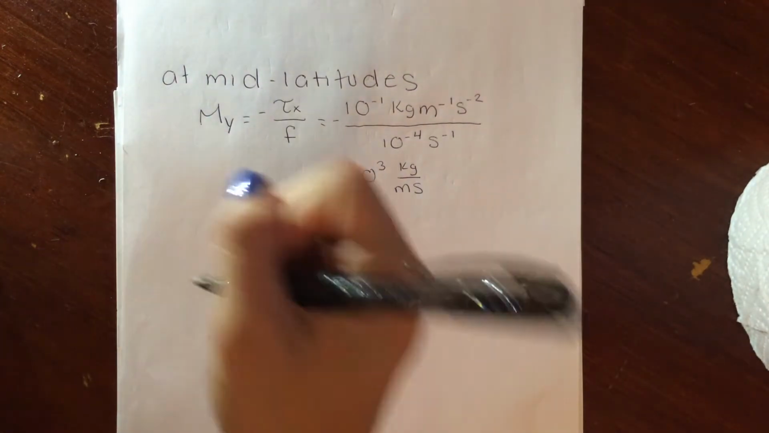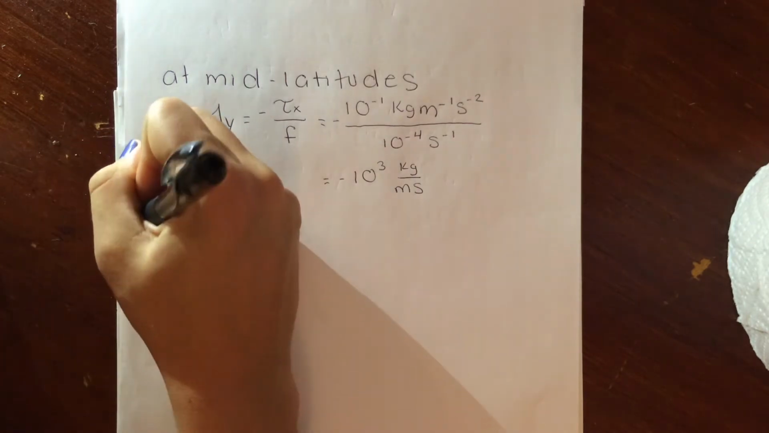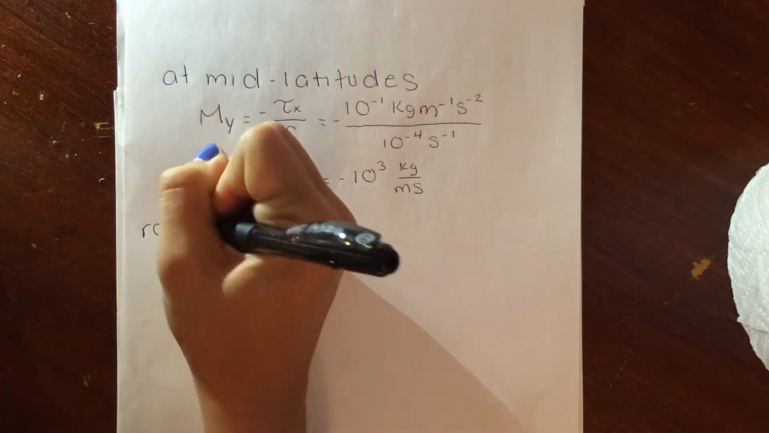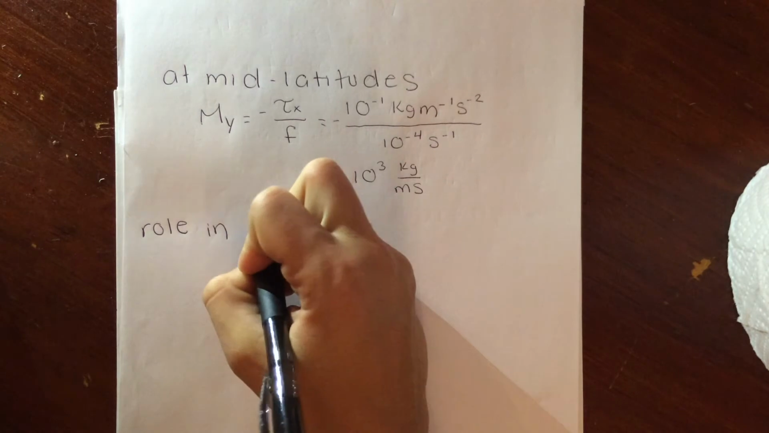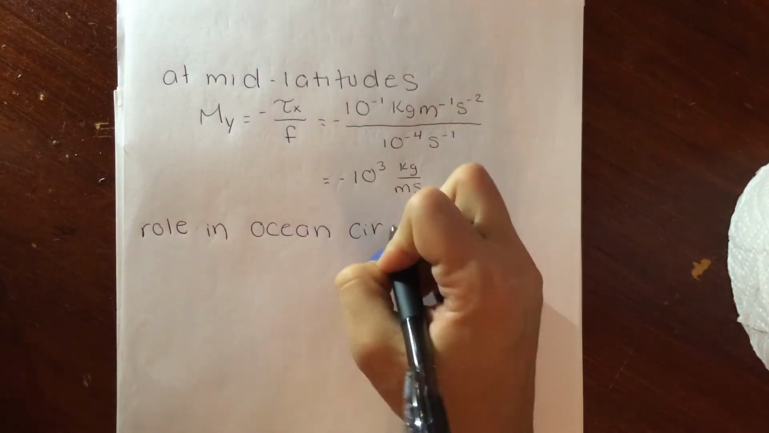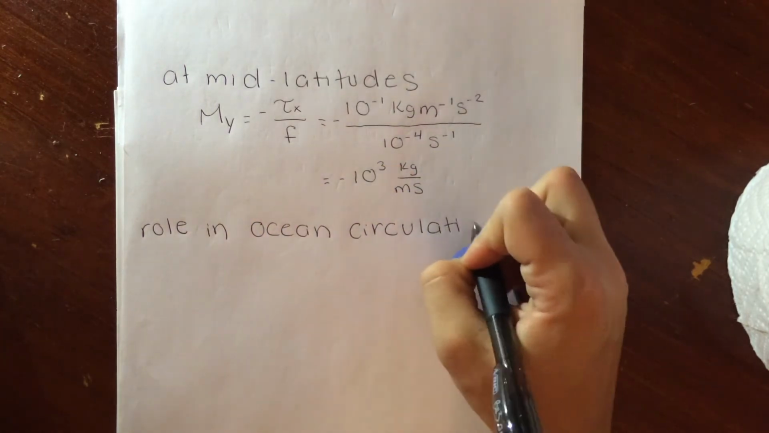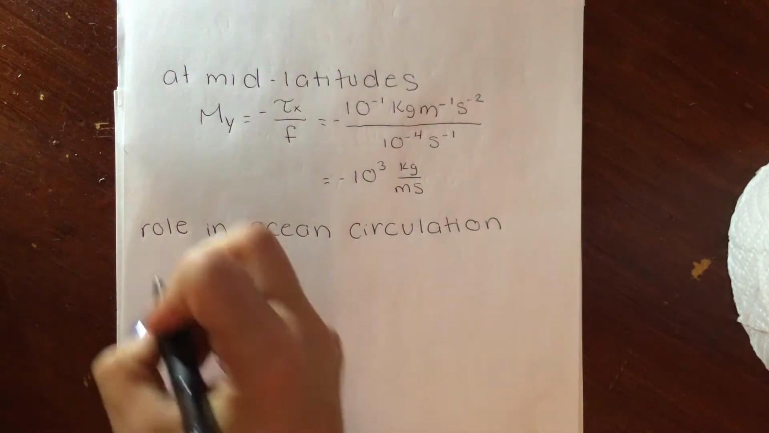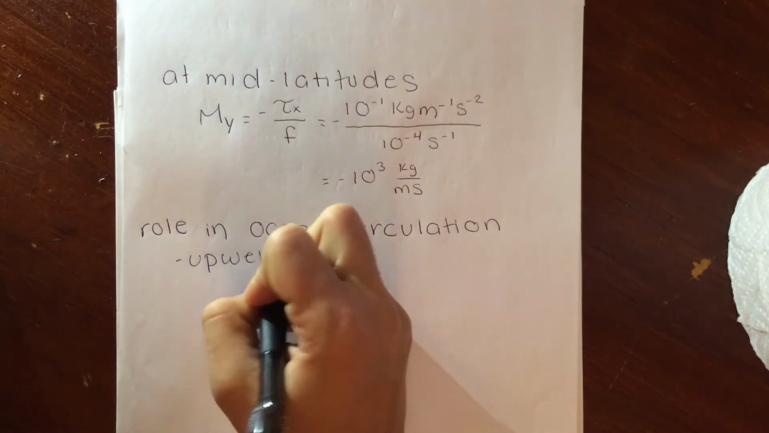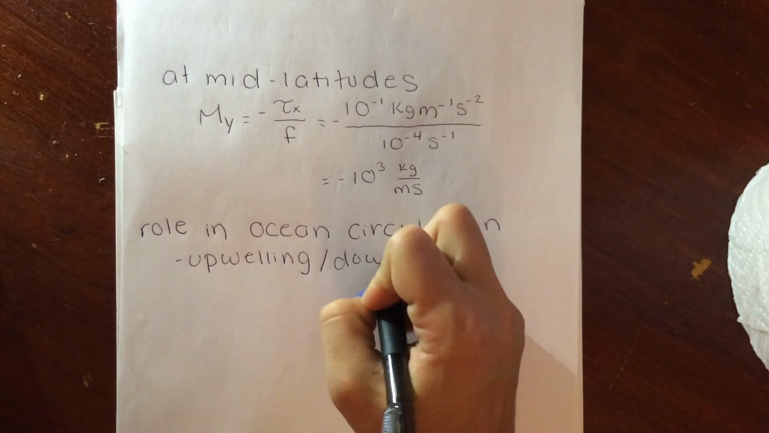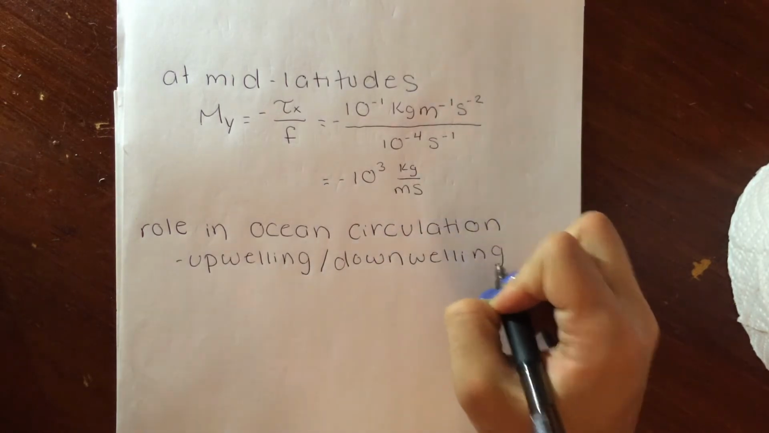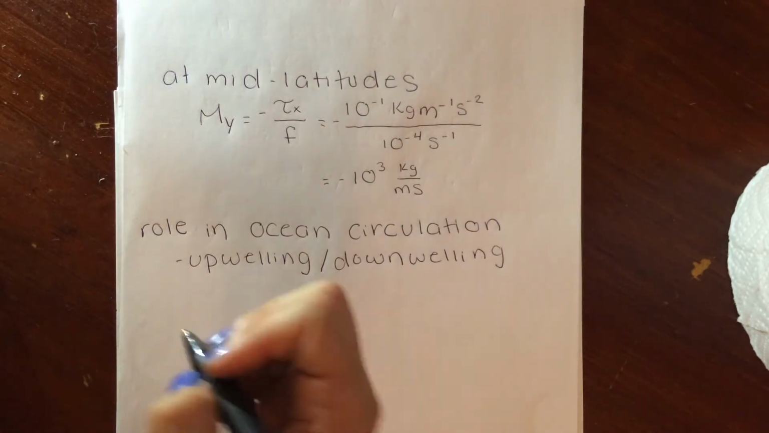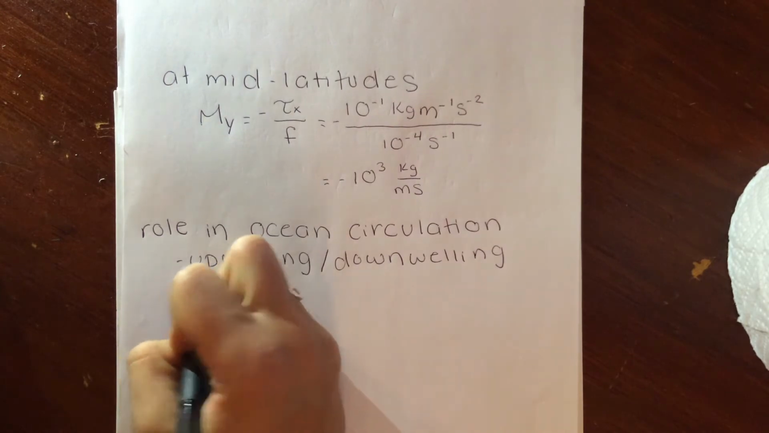So in class we calculated a typical value for Ekman depth and found that at mid-latitudes Ekman depth can vary between about 50 and 100 meters. So it's important to note that Ekman is an upper ocean process and very confined to the surface waters. However, Ekman does play a significant role in ocean circulation below the depth of the Ekman layer and induces either upwelling or downwelling. We call this Ekman pumping.